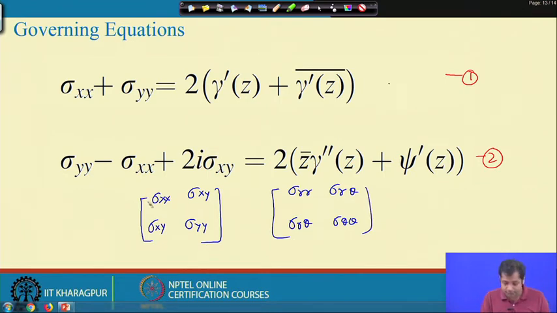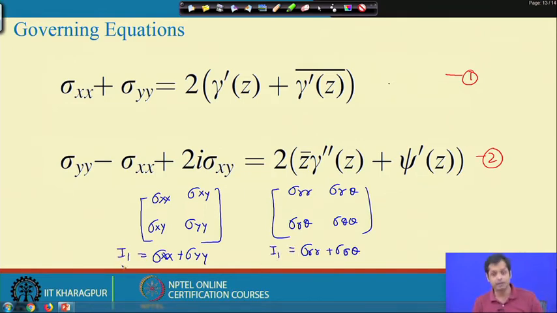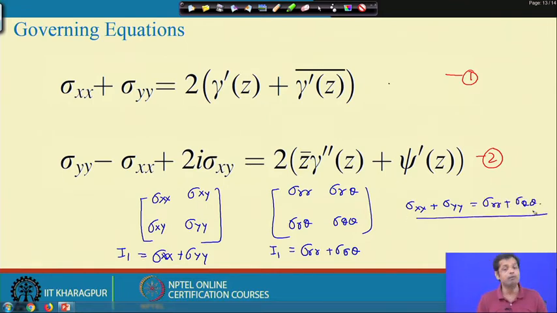Now, what is the trace of this? If you recall, when we discussed invariants, the first invariant was the trace of the stress tensor. The trace of the stress tensor is sigma xx plus sigma yy. In this case, the trace of the stress tensor is sigma rr plus sigma theta theta. Since this is I1, the first invariant, therefore sigma xx plus sigma yy equals sigma rr plus sigma theta theta. Okay, so this we can straight away write.